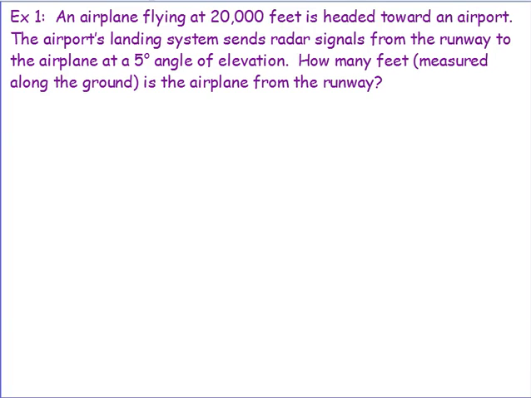So let's look at some of the things we're talking about. You have an airplane that's flying at 20,000 feet. When they talk about an airplane flying, they're talking about how high off the ground the airplane is. And it's headed toward an airport. Well, the airport we naturally know is on the ground, and so we're going to be drawing a ground here momentarily. It says radar signals from the runway to the airplane are at a 5-degree angle of elevation. And then the X part of it is the most important part. How many feet measured along the ground is the airplane from the runway?